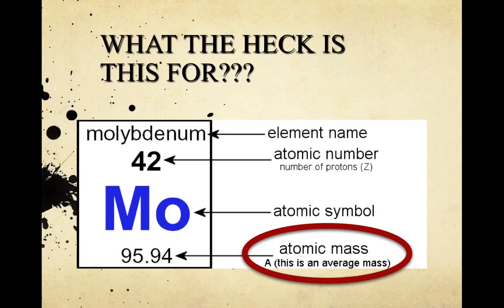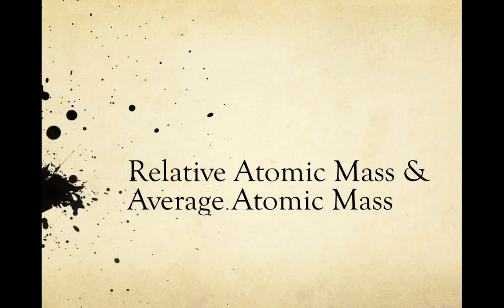So some of you are probably wondering, what is this number for? This guy right here, atomic mass. You always see that little number at the bottom, and now you're going to know what it's for and how to calculate it. It's actually called an average mass.